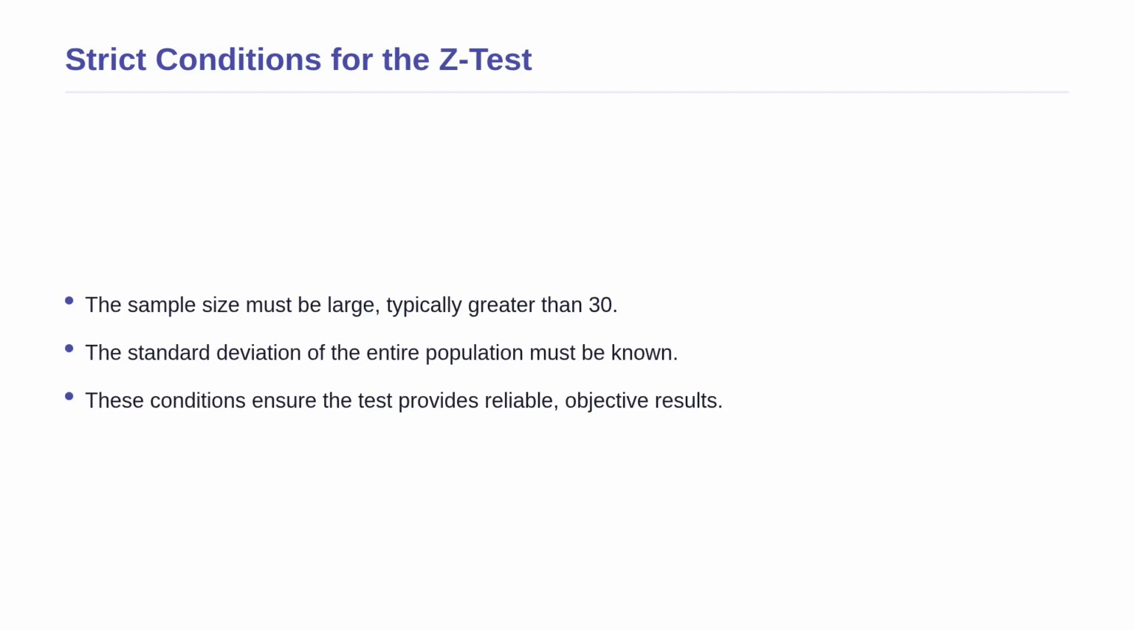Why do these conditions matter? Because they ensure that the baseline we are comparing against is rock solid. If our sample is too small, or if we do not know how much the population naturally varies, the z-test cannot give us the mathematical confidence we need to make scientific claims.